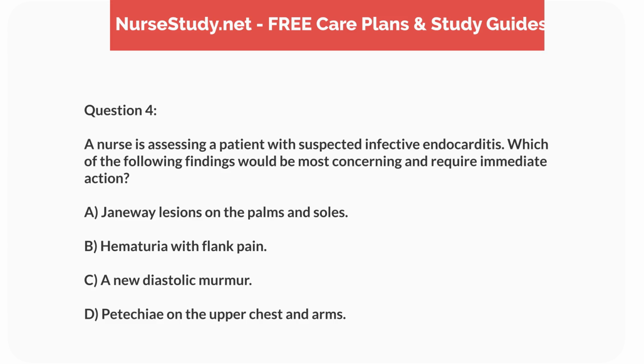Question 4. A nurse is assessing a patient with suspected infective endocarditis. Which of the following findings would be most concerning and require immediate action? A. Janeway lesions on the palms and soles. B. Hematuria with flank pain. C. A new diastolic murmur. D. Petechiae on the upper chest and arms.